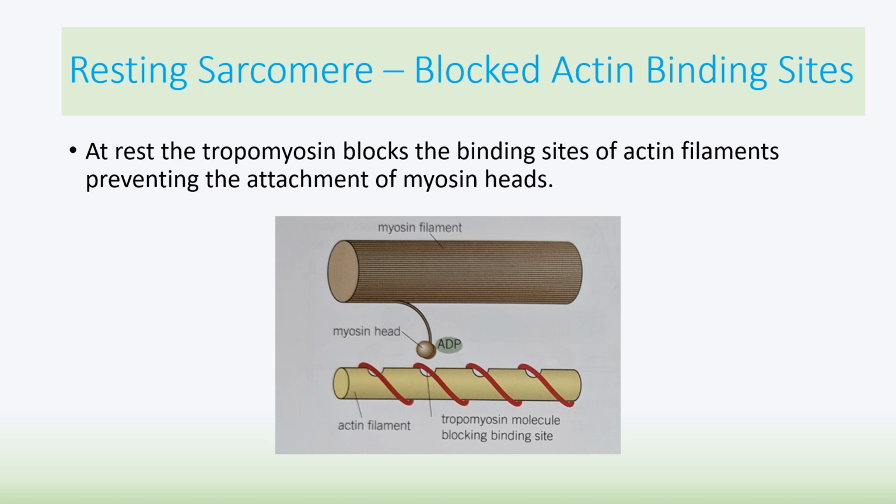When the sarcomere is resting, when it is not contracting, the actin has binding sites that are blocked. As you can see here, these little dimples in the actin are the binding sites. They are blocked by a molecule called tropomyosin, and that prevents the attachment of the myosin heads to the actin receptor site. And that has to be removed if we want to cause the contraction of the muscle filament. So let's go through then what actually happens during muscle contraction.